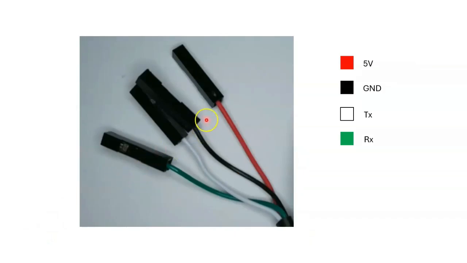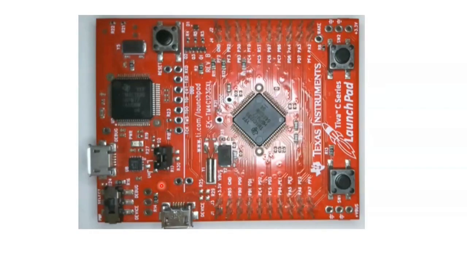All right, so the red connection is the 5 volts. The black connection is the ground, GND, and the white connection is the TX or transmitting cable, and the green cable here is the receive pin or cable. And here is the launchpad board.